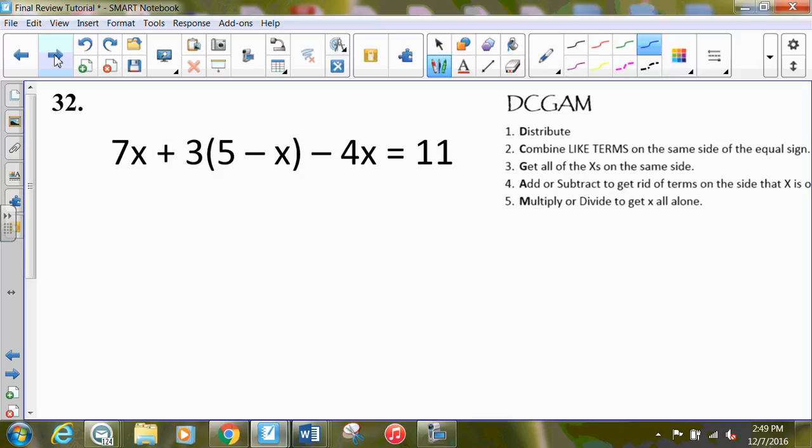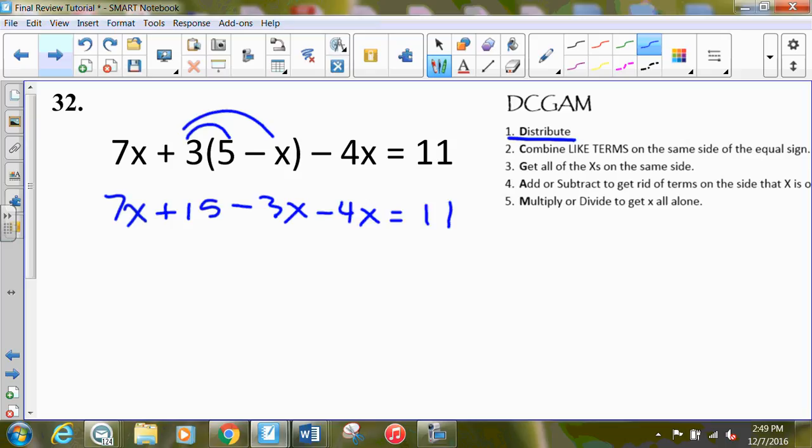I put the DC-GAM here just to remind you, if we can distribute, we've got to distribute first. That means ignoring the 7x. So you kind of put your hand over it, rewrite it, and go straight to distributing. 3 times 5 is 15. That's a positive 15. I've got to put something between the 7x and the 15. If you distribute and it's a positive number, put that plus to the left of it if there's another term to the left of that. 3 times negative x is negative 3x, and then I rewrite the negative 4x. I bring down the equal sign, I bring down the 11.